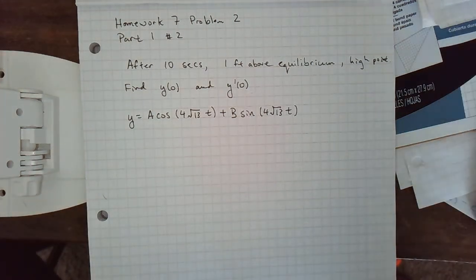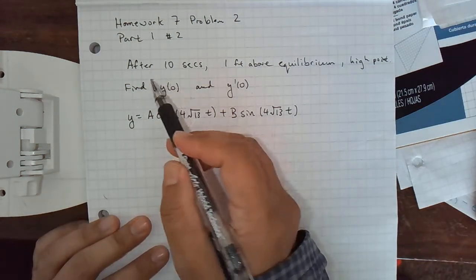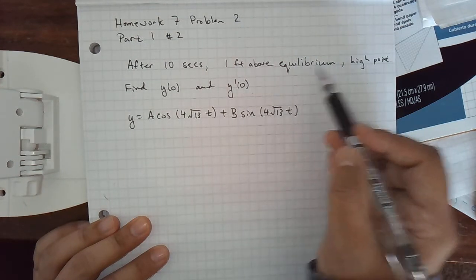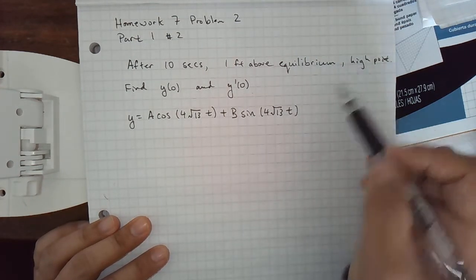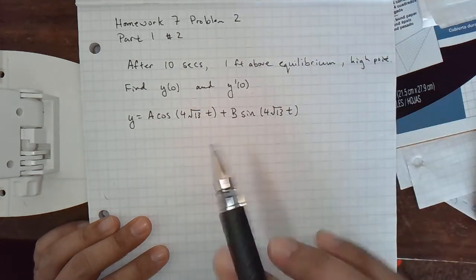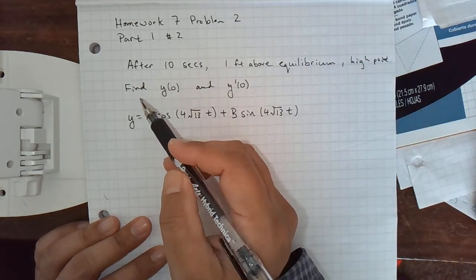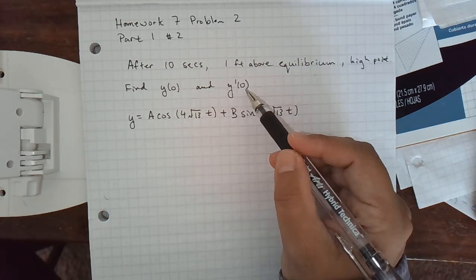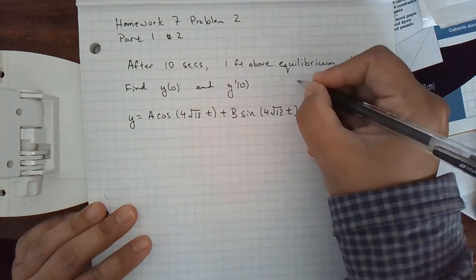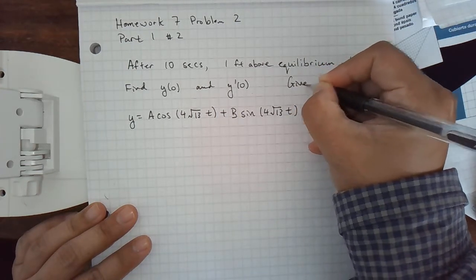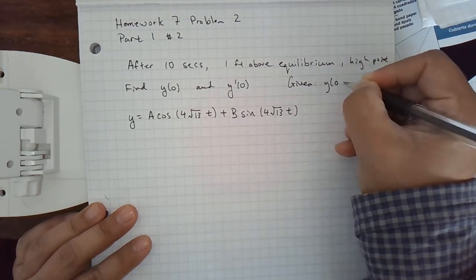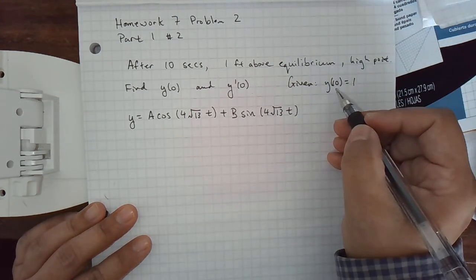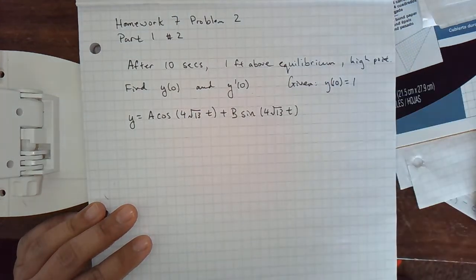All right, the next thing it asks is it tells you after 10 seconds we are 1 foot above the equilibrium, and this is the high point in the cycle. So we have some sine or cosine curve, and we're at the peak. And they want you to find the initial conditions, y of 0 and y prime of 0. So what they give you, this is given, this is y of 10, and it's 1. And we know it's the high point, which we'll use somehow.